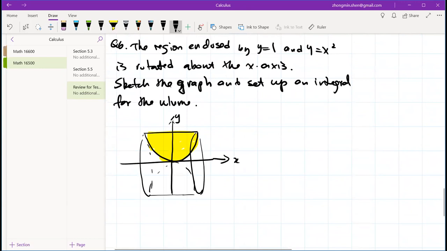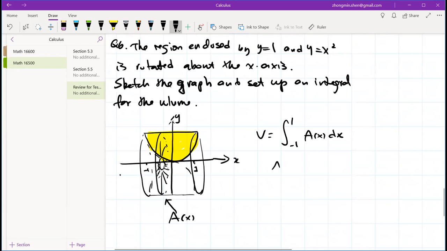Now, if you use a washer to solve the problem, you have to draw the typical cross section. A typical cross section will be like this. Here's another circle inside, and this is the washer. The area will be A of x because it depends on x, and x is from -1 to positive 1. So using the washers, the volume is going to be the integral from negative 1 to positive 1 of A of x dx, the integral of the cross-sectional area.